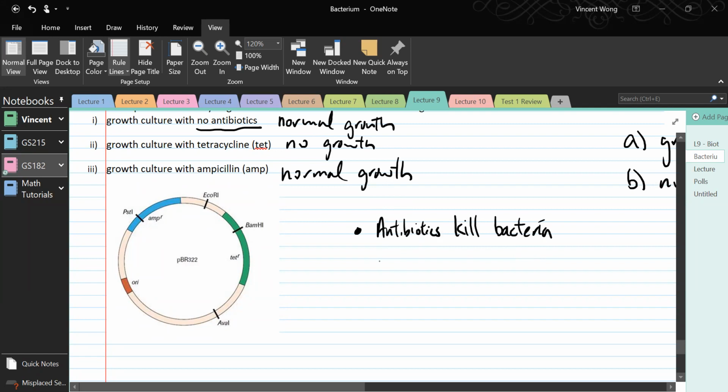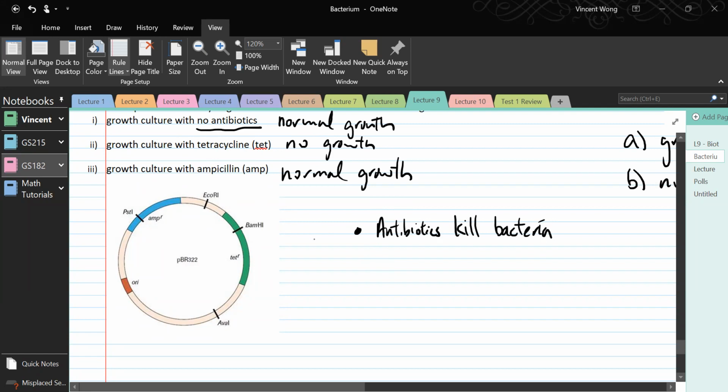So examples of antibiotics. Okay. So tetracycline is an antibiotic. Ampicillin is an antibiotic. Okay. Anything that ends with -illin, right? Okay, or -cycline, right? Those are like antibiotics. Okay.